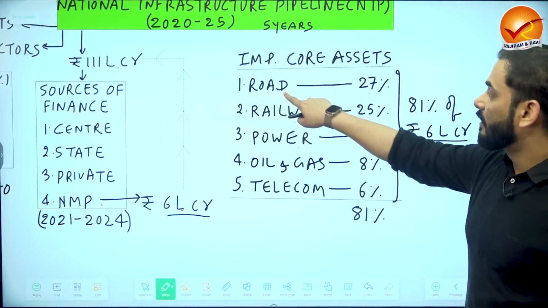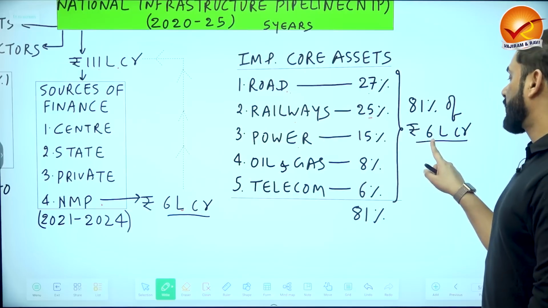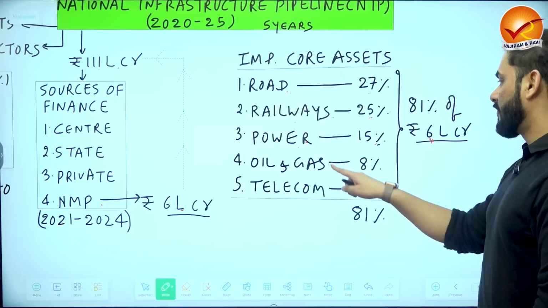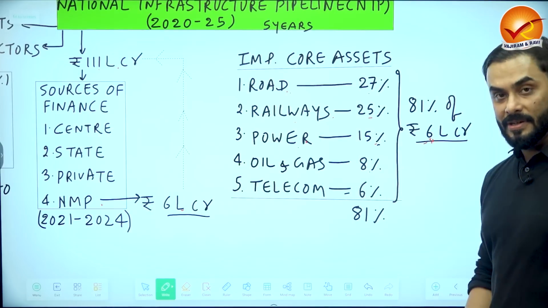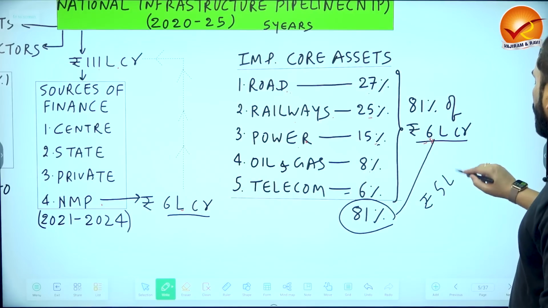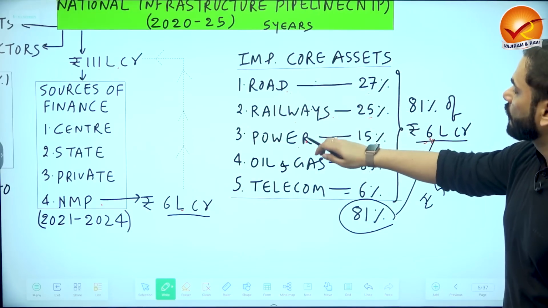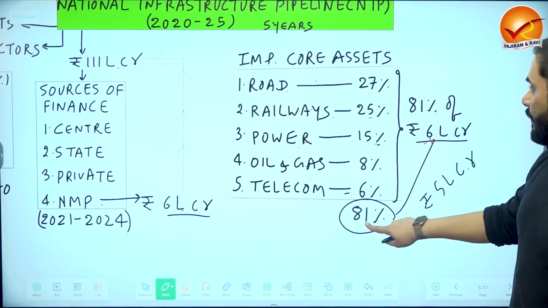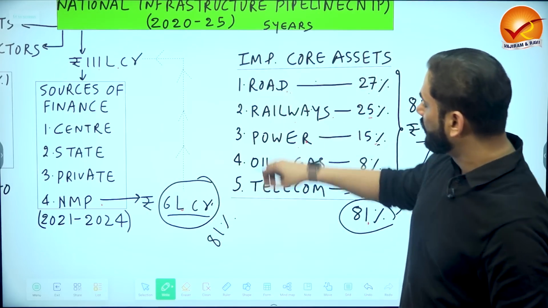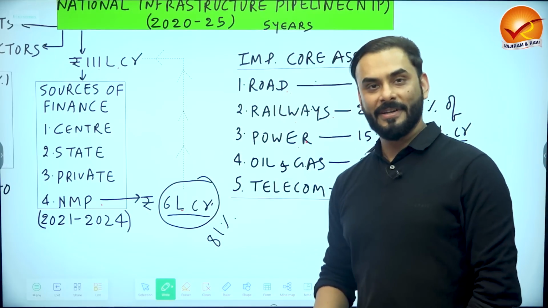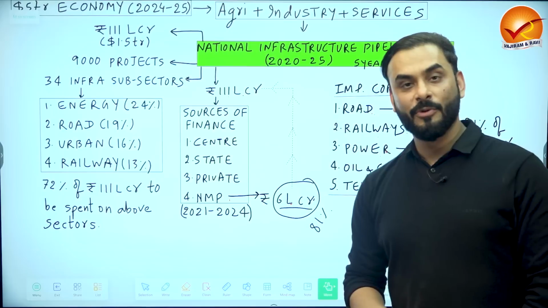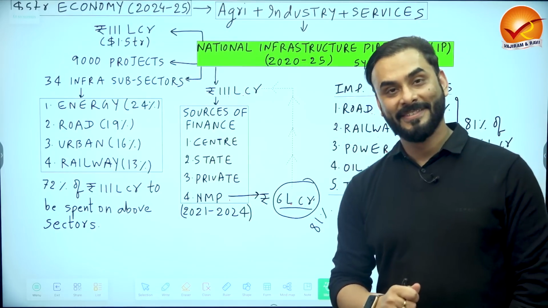Out of 6 lakh crore rupees, 27% will come from road, 25% will come from railway, 15% will come from power sector, means electricity, oil and gas 8%, telecom 6%. Roughly 81% of 6 lakh crores, which means roughly 5 lakh crore, will come from these 5 sectors, 1, 2, 3, 4, 5. So this is 6 lakh crores, and 81% of this will come from these 5 sectors. That's the plan of the government. So if somebody asks you what is National Infrastructure Pipeline and what is National Monetization Pipeline, now you know the connection, right?